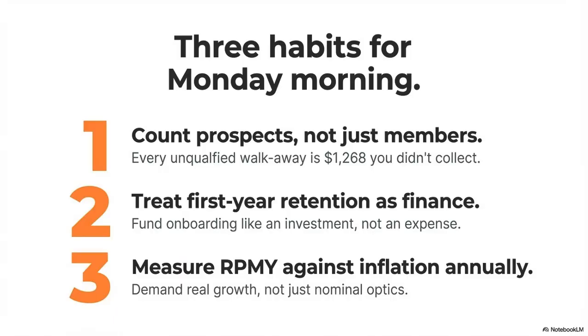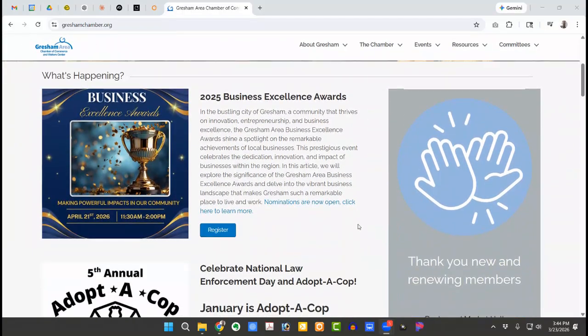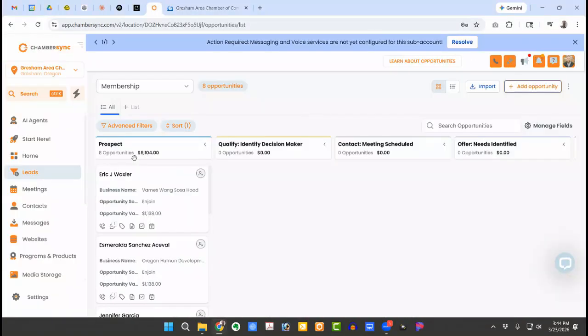So now I want to show you what it looks like behind the scenes inside some ChamberThink accounts. This is the Gresham Area Chamber of Commerce. They're just outside Portland, Oregon. They're a medium-sized chamber. We just got them set up and they already have $9,000 worth of leads there.